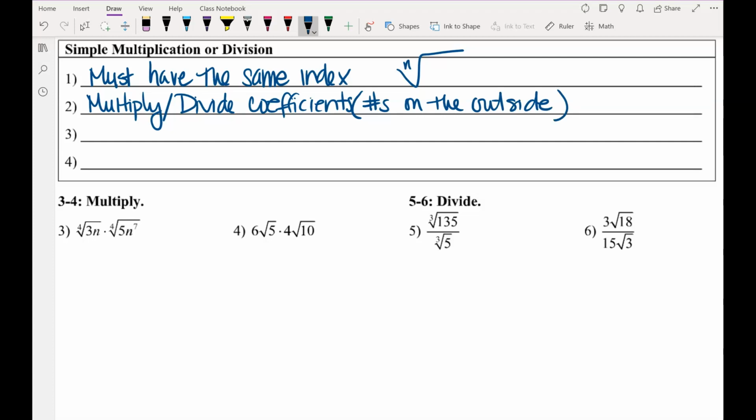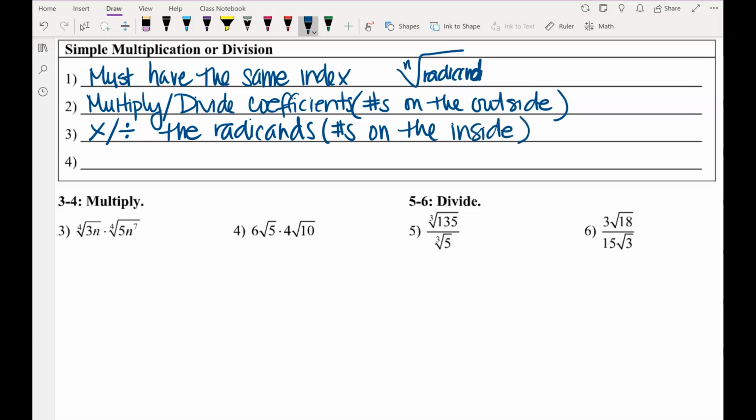Step number 3, multiply or divide the radicands. So radicands are the number that's on the inside. Okay, radicands, under the radical. Radicands, numbers on the inside. Step number 4, you simplify when it is possible to do so.